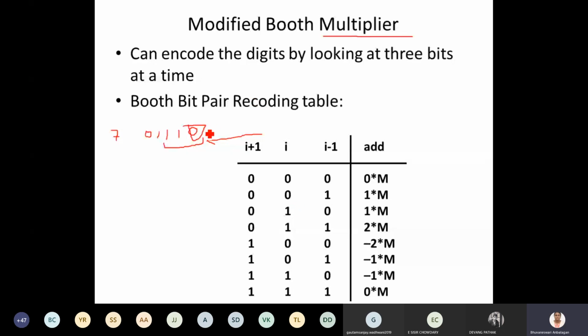How I am going to recode is 0, 1, 1. You check where 0, 1, 1 is. So I found the bit pair here, for which I will substitute -1. I will write it as -1. Again, I will check for the next bits, 1, 1, 0 or 0, 1, 1, whatever it may be. 0, 1, 1, same as 1, 1, 0 from the right. So I will substitute 2. Like this, I am going to perform the bit pair recoding using this particular table.